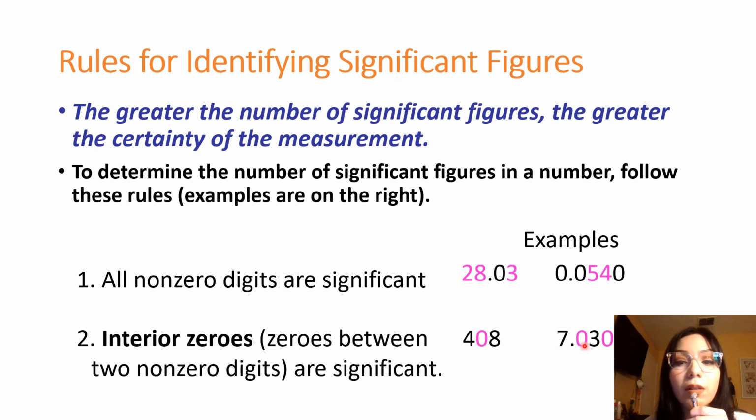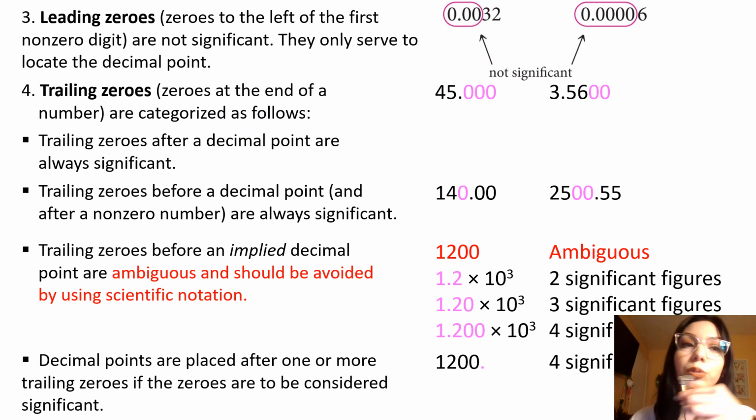But these zeros, because they're in between, they're sandwiched. You can think of these as sandwich zeros. They're significant because they're between non-zero digits. So the first two rules are very straightforward. These next few rules have more specifics and details to them.